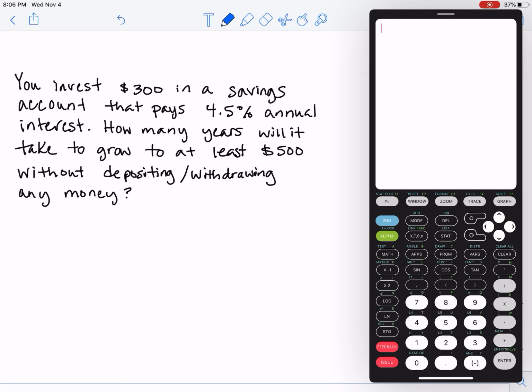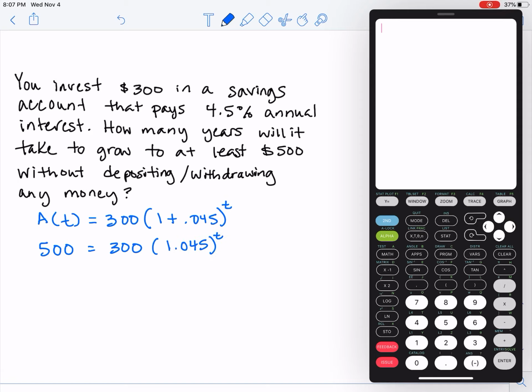Okay? So let's get that equation. A of t, that is the amount after some time period t, equals the initial amount, 300, times 1 plus the rate. The rate is 4.5%. Change that to a decimal, 0.045, raised to the t. Okay, so what was the amount that we wanted? Well, we want $500 here, equals 300 times 1.045 raised to the t. Well, we need to find out what t is.